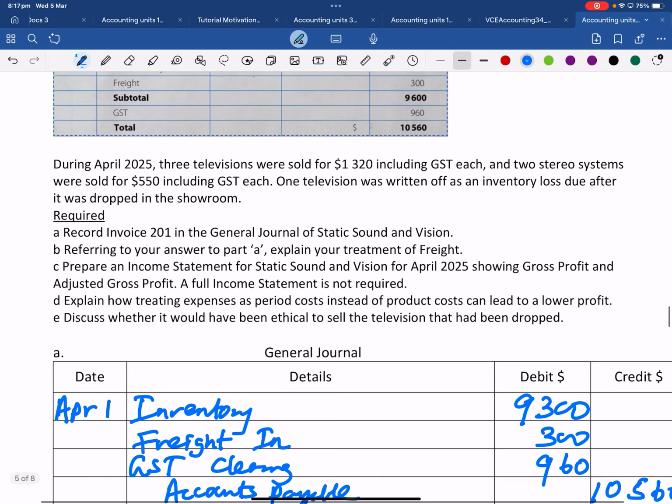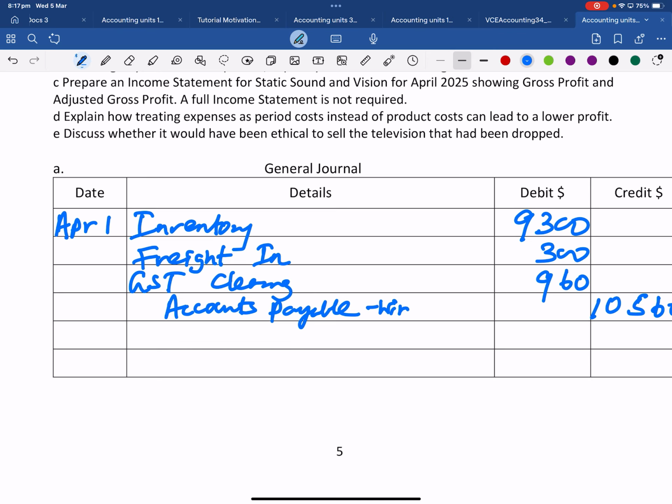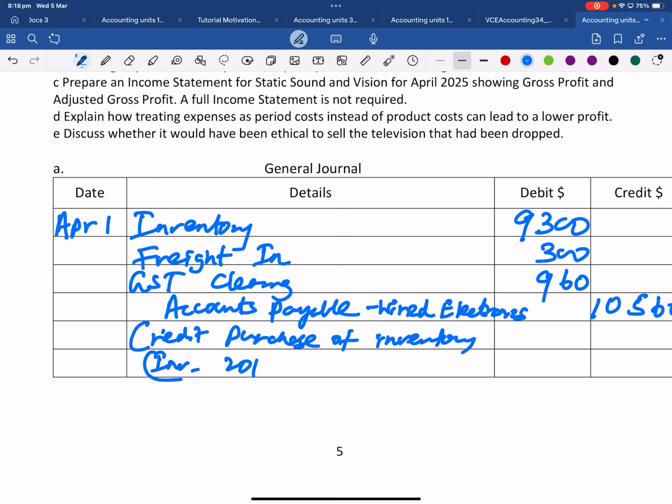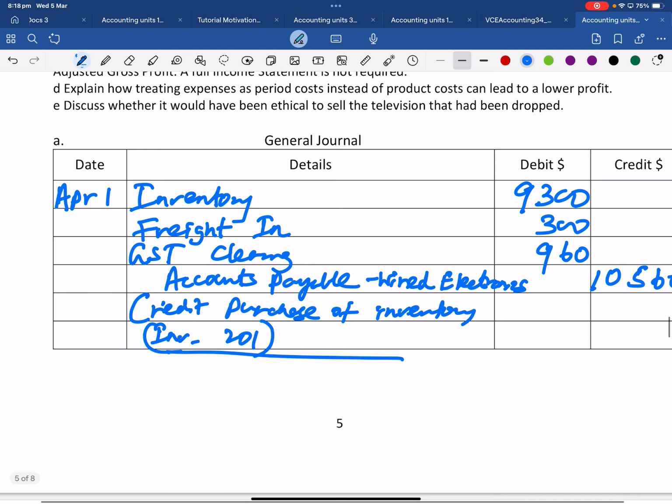Accounts payable, Wired Electronics. What's this narration? So, bought inventory. Credit purchase of inventory, invoice 20.